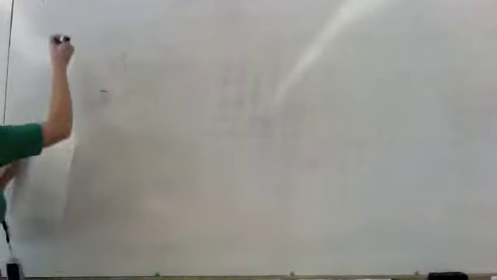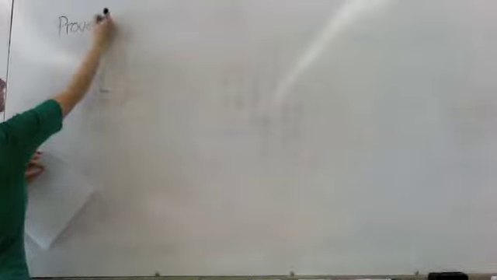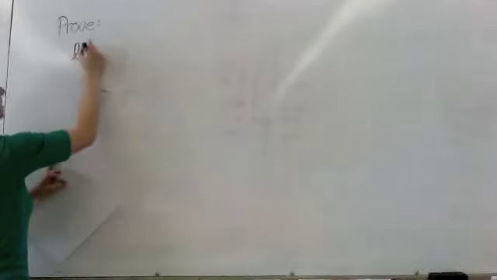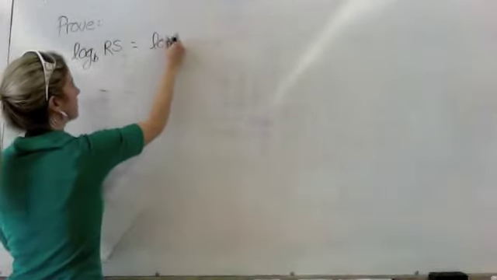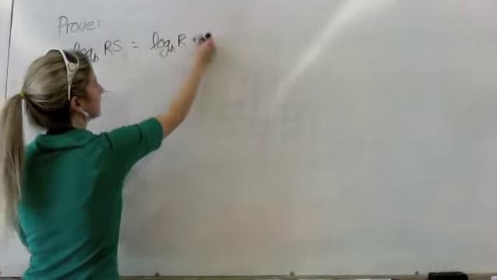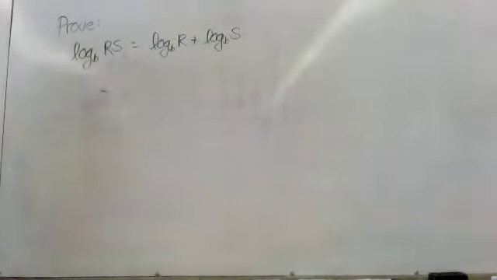Okay, all right, so if we want to prove the product rule, this is what we want to prove. We want to prove the following: that the log base b of rs equals the log base b of r plus the log base b of s. That's what we want to prove.